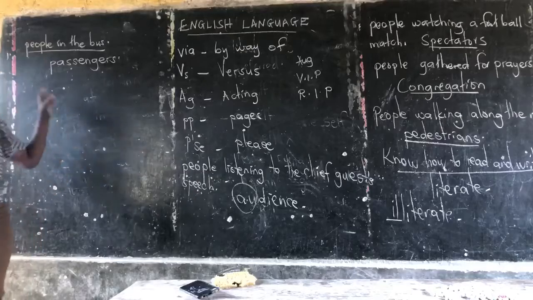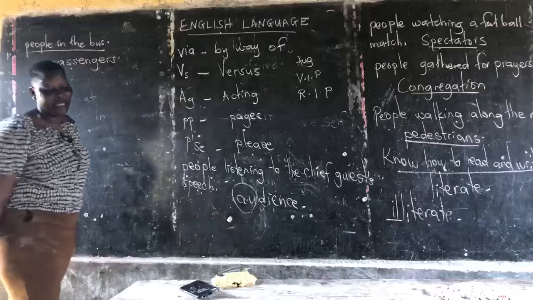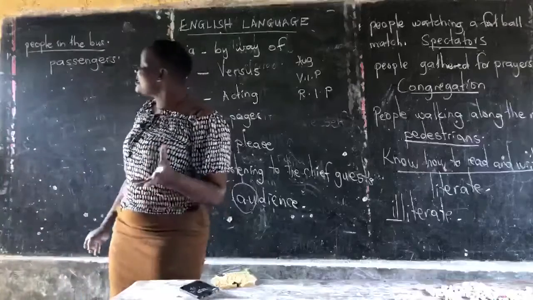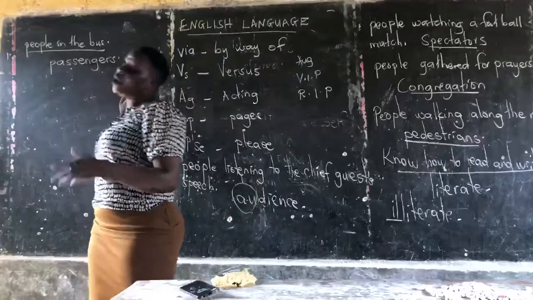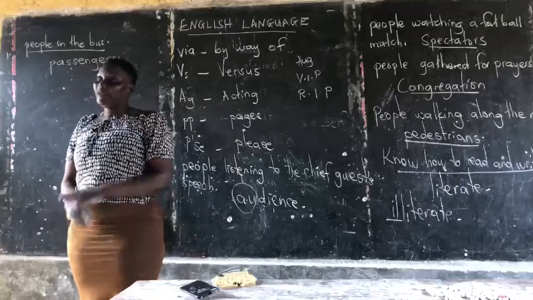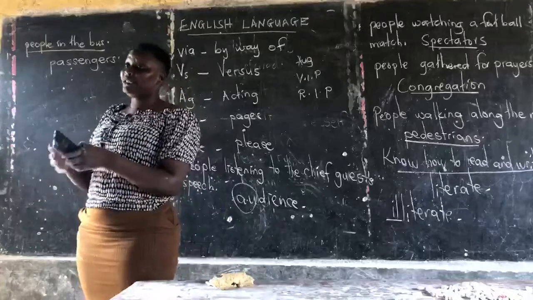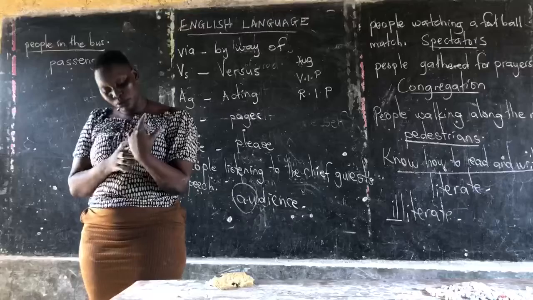But once they have said people, we have to give our answer in plural form, and that is the passengers. Who are passengers? Passengers are people traveling. Because once you are in a bus, I expect you to be traveling. Can you visit a bus to just sit there? No.